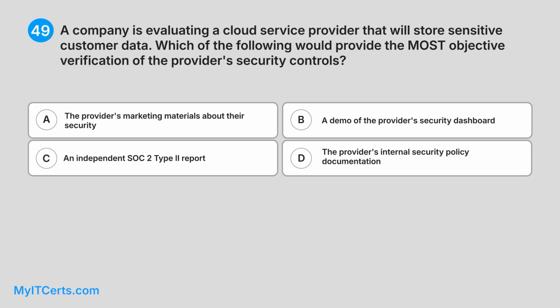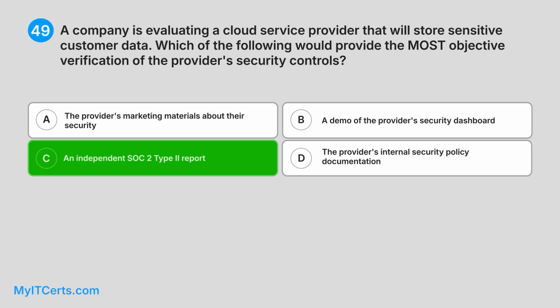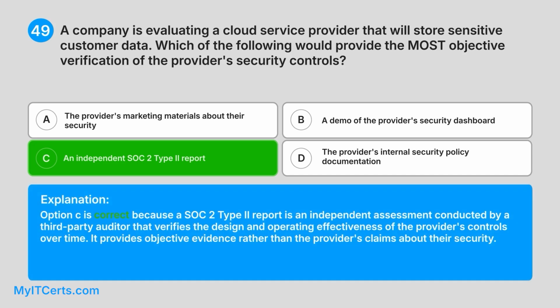Correct answer. C. An independent SOC 2 Type 2 report. Explanation. Option C is correct because a SOC 2 Type 2 report is an independent assessment conducted by a third-party auditor that verifies the design and operating effectiveness of the provider's controls over time. It provides objective evidence rather than the provider's claims about their security.